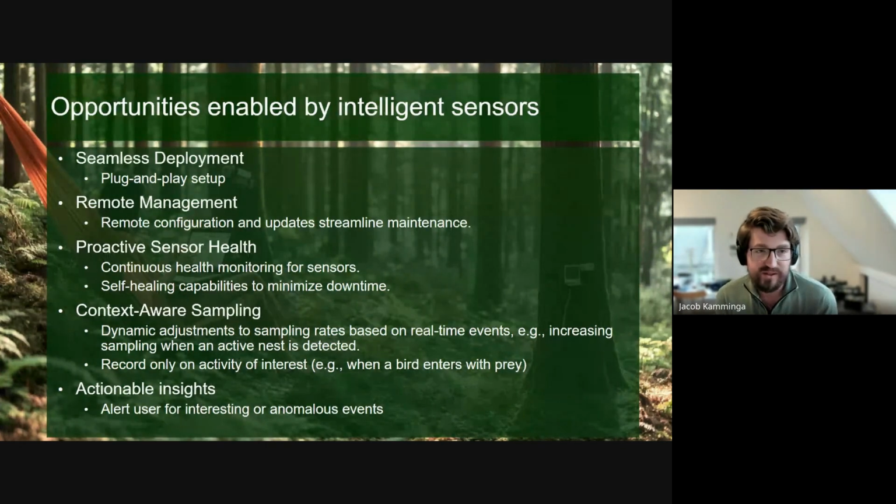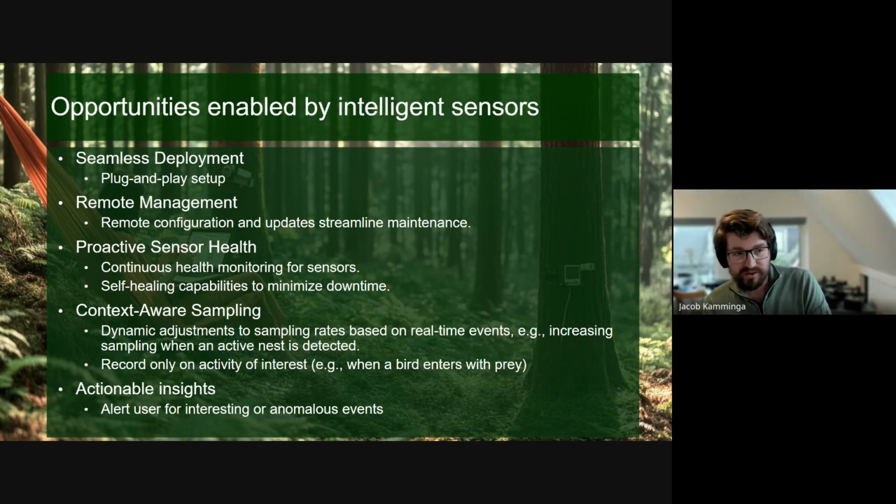There's a lot of opportunities that are enabled by intelligent sensors. So imagine sensors where all you have to do is plug in a battery or a power source and it starts monitoring without any hassle. Remote management allows you to configure devices remotely and also add updates to your devices. This really helps in maintaining your deployed sensor network. Proactive sensor health really helps monitoring your sensor network over time. And self-healing capabilities allow your sensors to recover if something goes wrong without any human intervention.